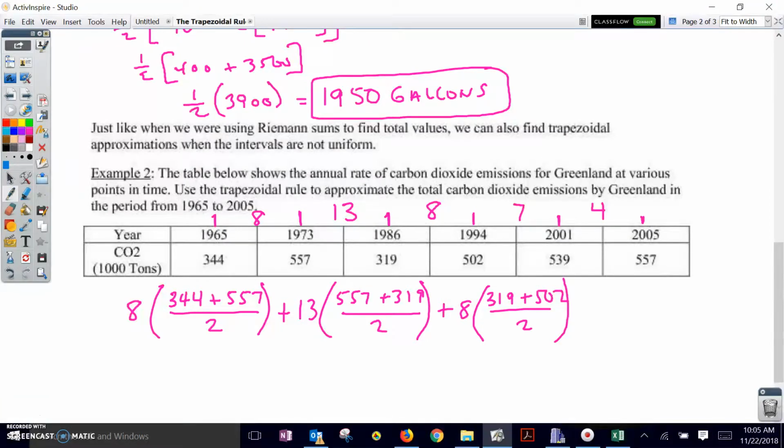And it looks like I'm going to run myself out of space here. Same thing for the next trapezoid. Looks like I wrote a little too big at the beginning here. And the same thing for the last trapezoid.